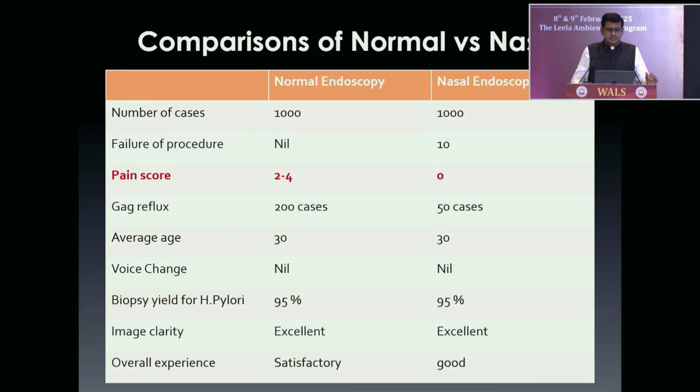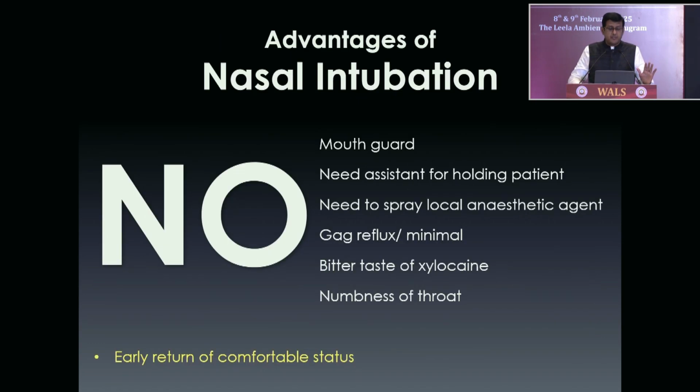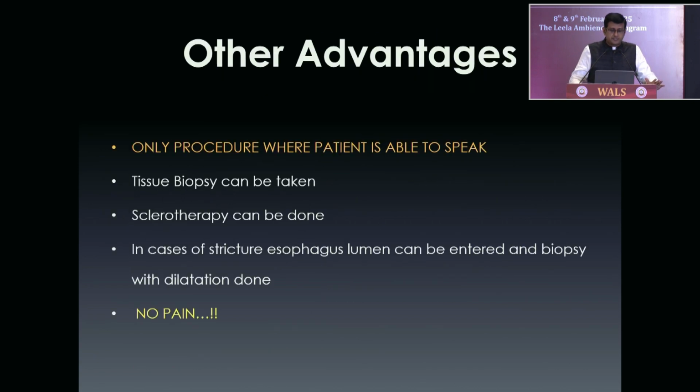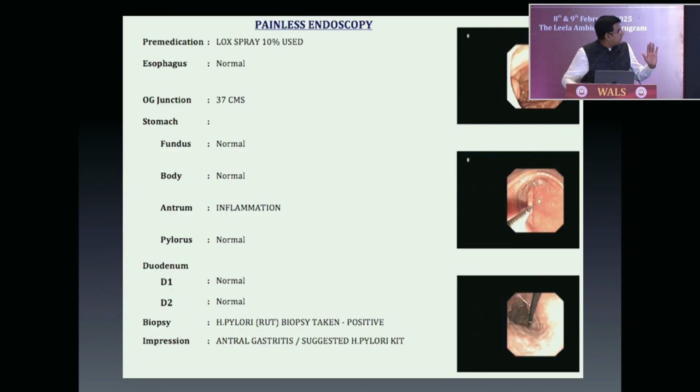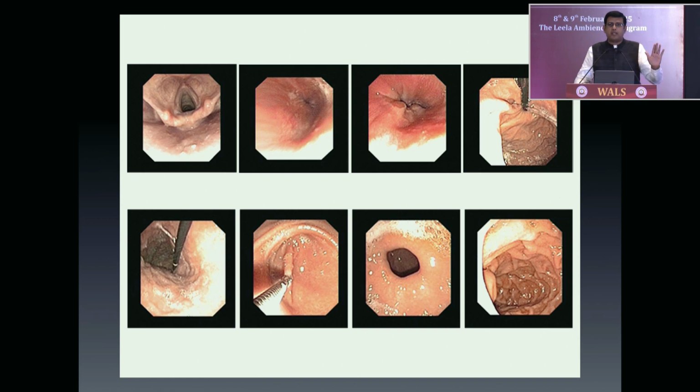And if you compare this graph, you can see there is a 0 pain score for nasal intubations, and there is a 2 to 4 pain score for oral intubations. All procedures can be done during a nasal intubation itself, because there is no mouth gag, no need for an assistant to hold the patient, no need to terrorize the patient, and no need to spray anything, no gag reflex. This is the only procedure where the patient can speak and there is absolutely no pain. And you can see the clarity of the imaging. It is comparable to any oral images that you can see.